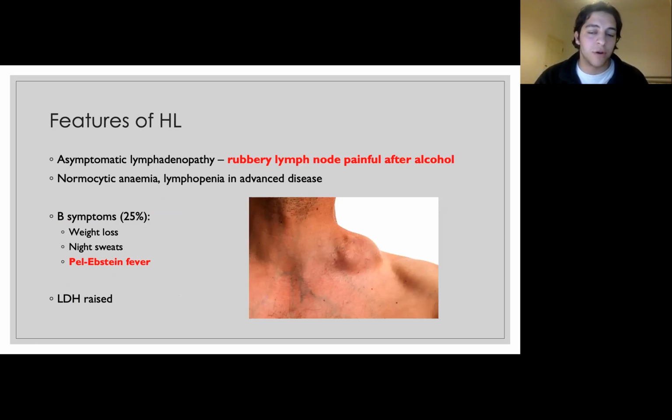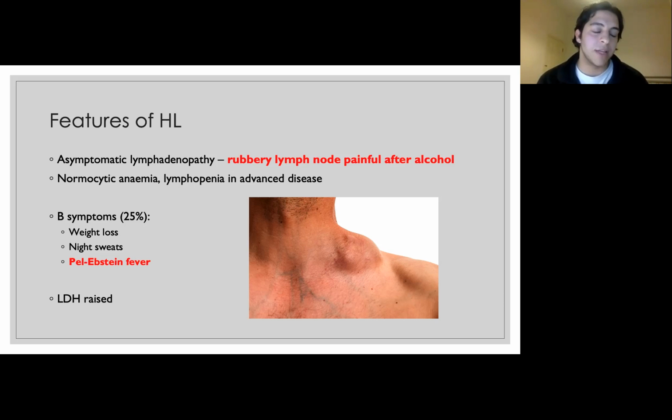So features of Hodgkin's lymphoma. So you'll get asymptomatic lymphadenopathy, typically in the cervical region. And the way it's commonly described in textbooks and exam questions, a rubbery lymph node, which is painful after drinking alcohol. So if you see in a question, a patient has noticed a lump in their neck, they've had a few beers and reported that the lump has started to become painful, you'd think Hodgkin's lymphoma. You can get normocytic anemia and lymphopenia in advanced disease.